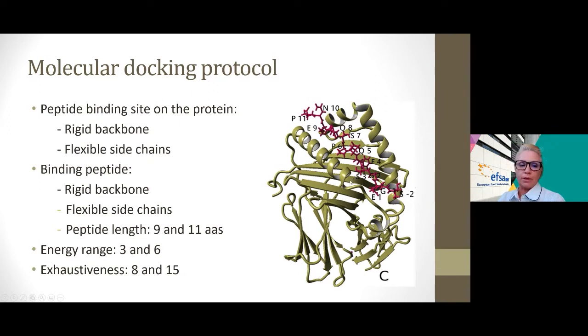Another two parameters were validated as well. Energy range, this is the difference between the best and the worst binding poses for each peptide. And exhaustiveness accounts for the thoroughness of the search for the global minimum of the complex. The higher this number, the longer and more thorough the search. But of course, it takes more computational time.